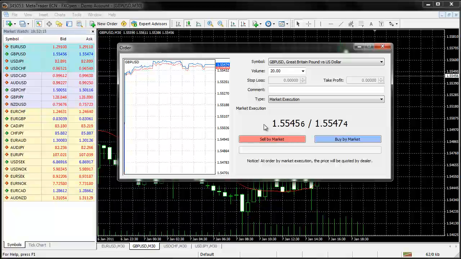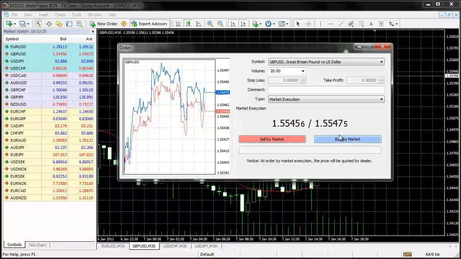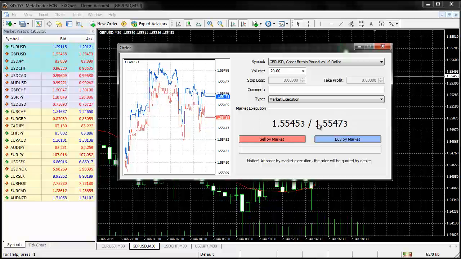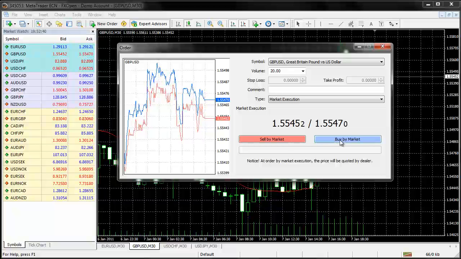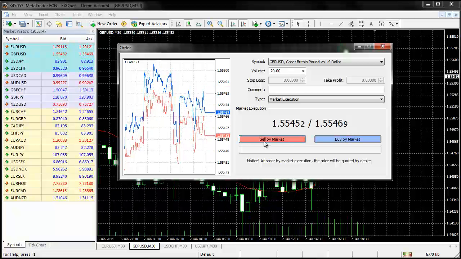Okay. Now, the bid price is basically the price that you would be charged if you were to go long. Going long means buy, where you feel that the market's going to go up. Normally, if you were to click on this buy button here, you'd think that you'd be charged this price here, 155.47.2. But it's not. You're actually charged the lesser price. And it might seem like you're getting charged less, but you're not, and I'll explain that in a moment.